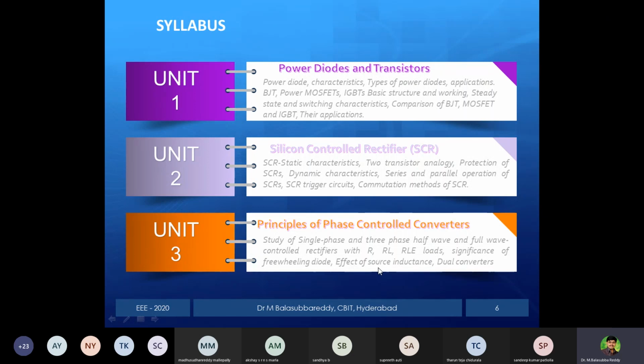In this case, normally the supply is connected to the controller. In all other cases, the supply will be a pure supply. There is no source effect, but practically speaking, we need to consider the source effect also. Source consists of a resistance and a reactance. So that is an inductor effect. We'll consider that. And dual converter.